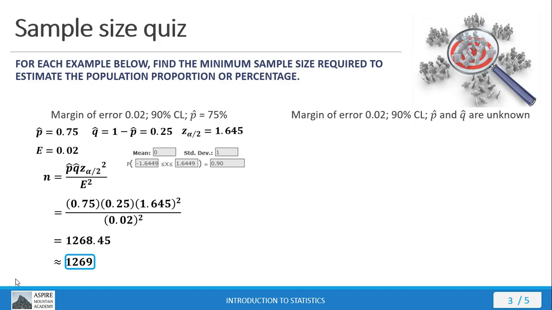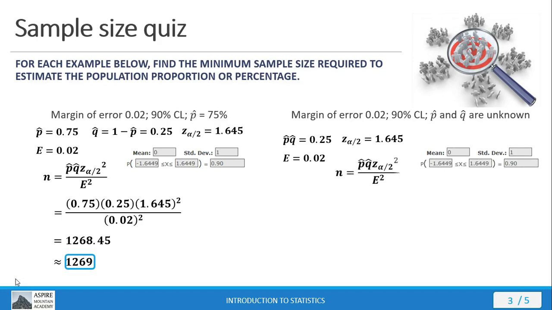Okay, let's see how well you did. So in the case where you don't know what p hat or q hat are, you can just assume that the product of those two variables is going to be 25%. Our z-score is unchanged because our confidence level is the same, and so our margin of error is also the same. So now we substitute these values into our equation, calculate it out, and we get 1691.27, which of course we round up to 1692. This then is our sample size.